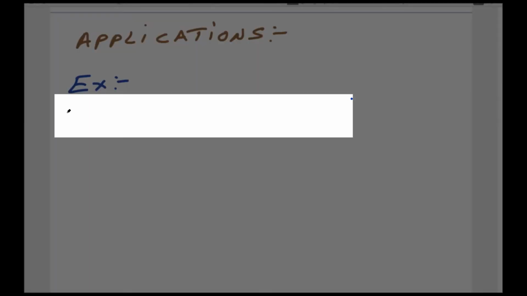Let us discuss the applications of competitive inhibition with examples. Let us take up the examples one by one. The first one is methotrexate.